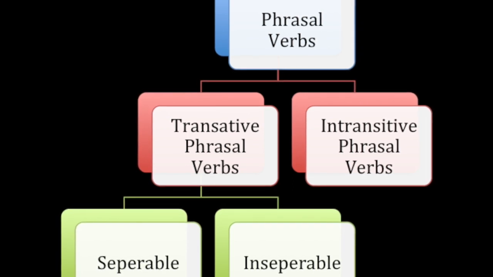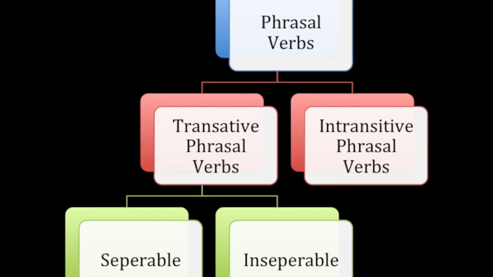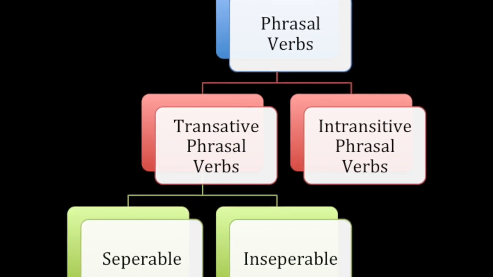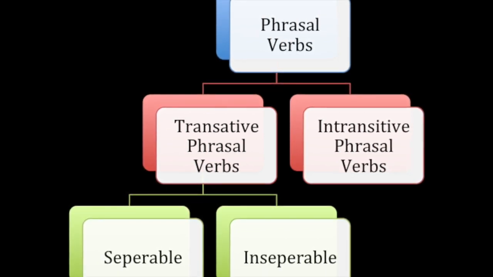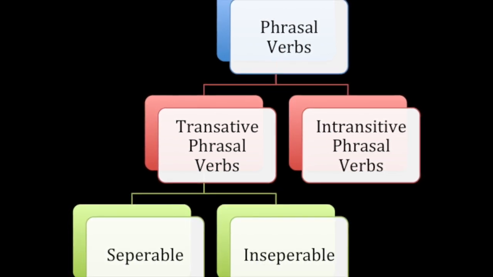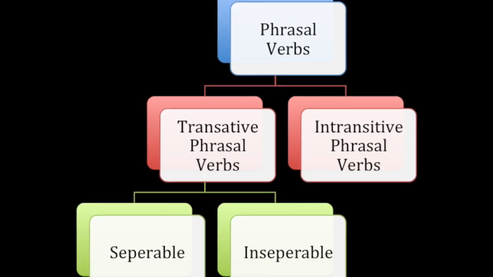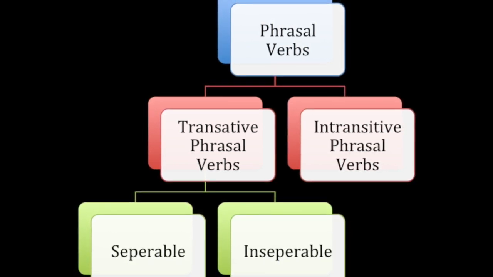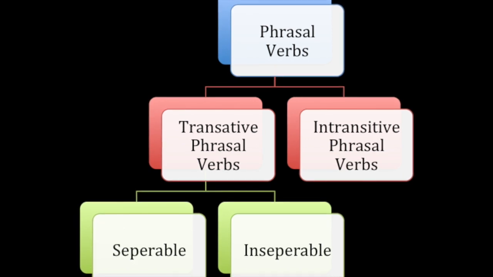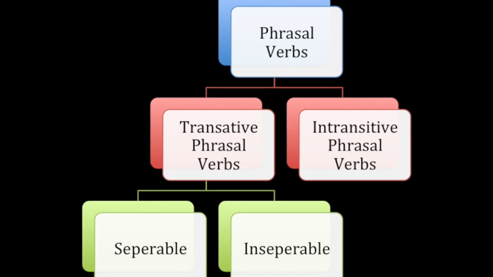I'm going to give a brief summary on phrasal verbs, one of the most requested topics. As a general overview, we have two types of phrasal verbs: transitive, verbs that require an object, and intransitive. These verbs do not require an object. Now, the transitive phrasal verbs are split into two groups: separable and inseparable. Separable means you can separate the phrasal verbs, and inseparable means you can't.